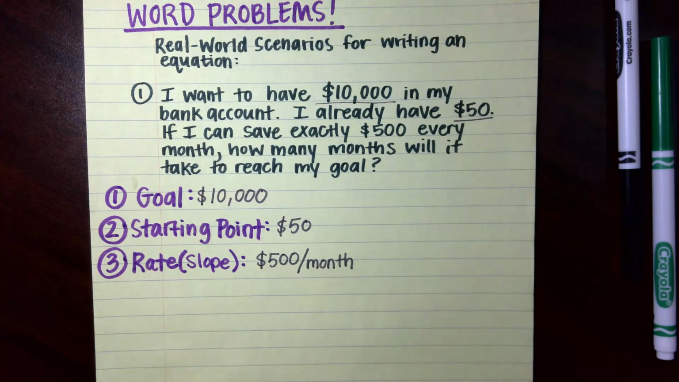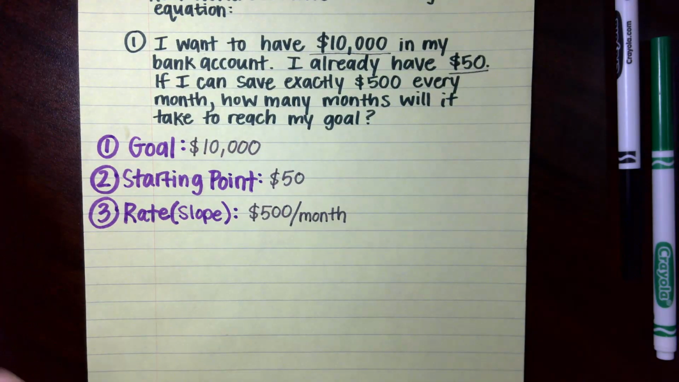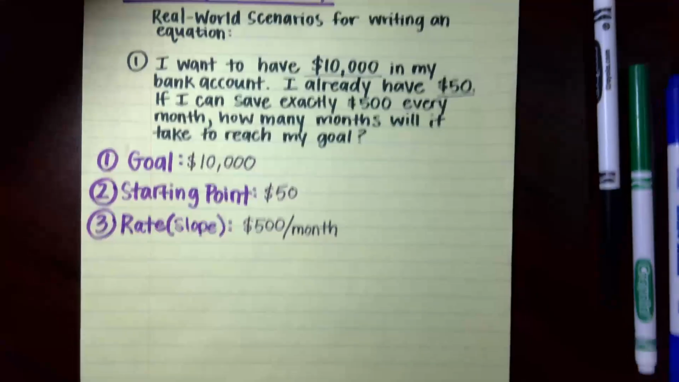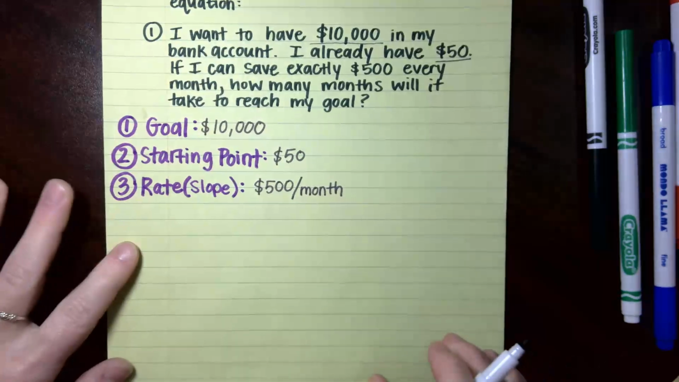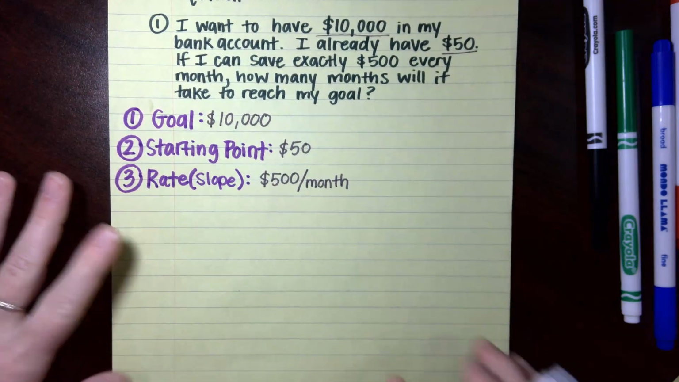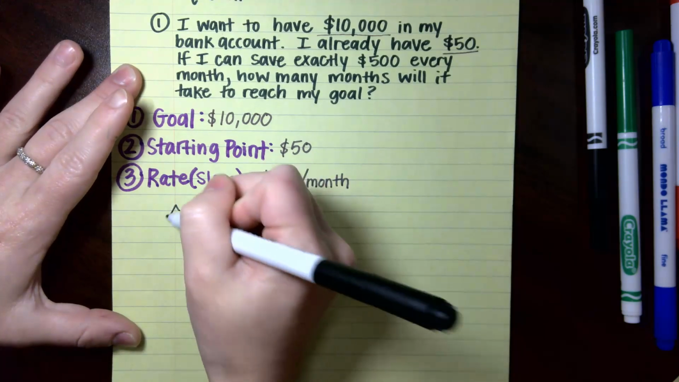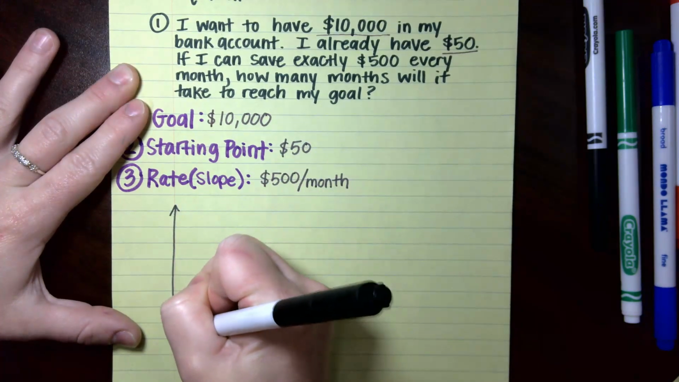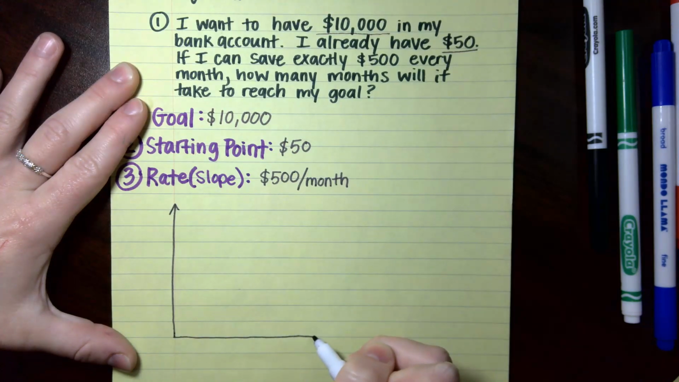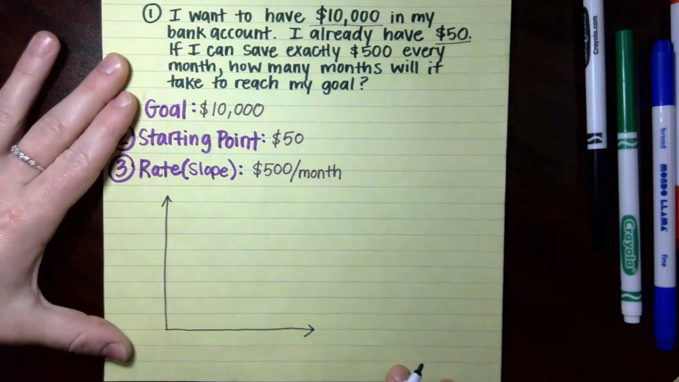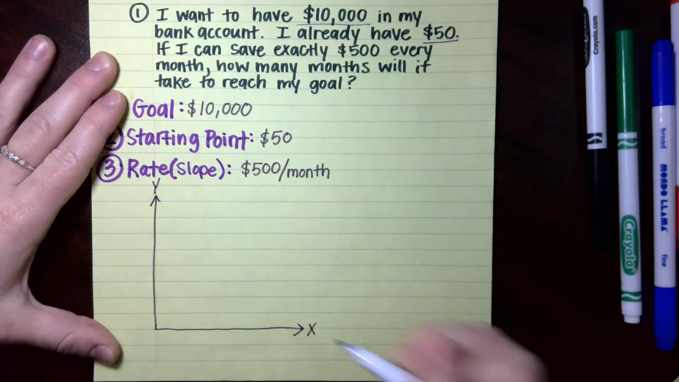Now, for problems like these, I really like to show a visual representation. So let me zoom this out a little so we can see the whole paper. And I'm going to show you how this is going to work. So we're going to graph this. I am going to draw a y-axis here and an x-axis here. So here's my y and here's my x.